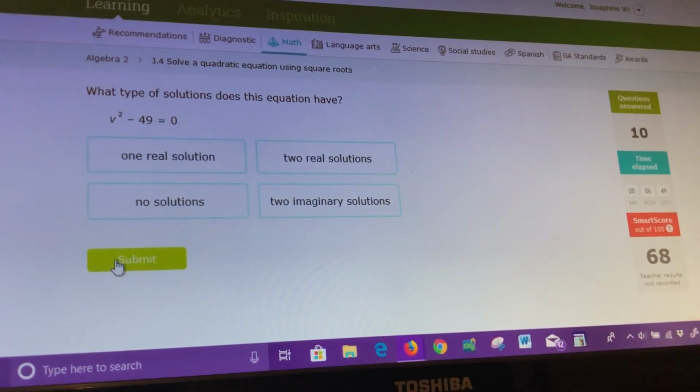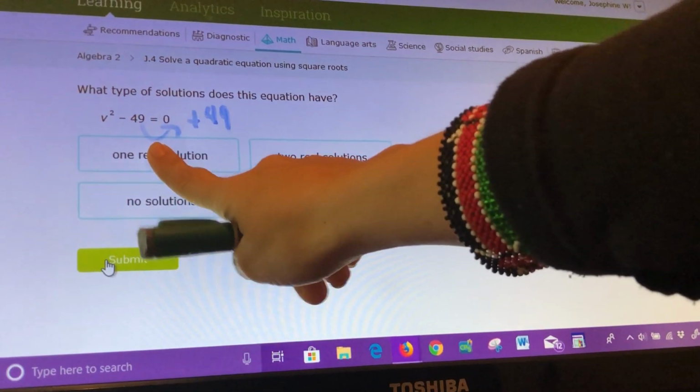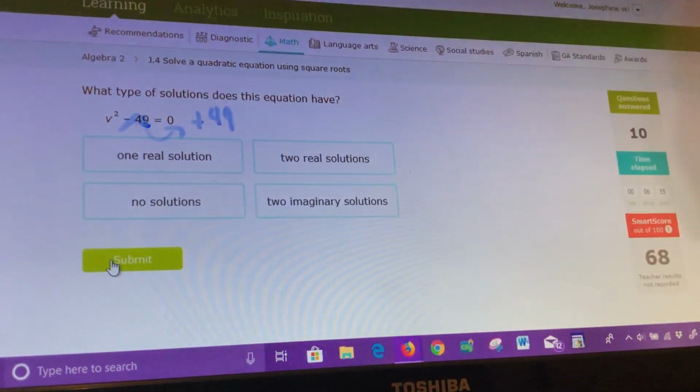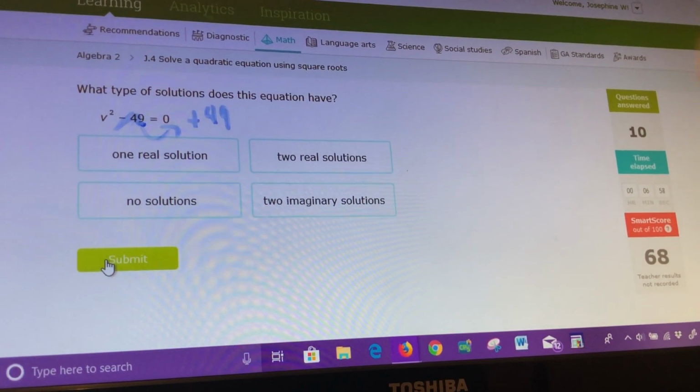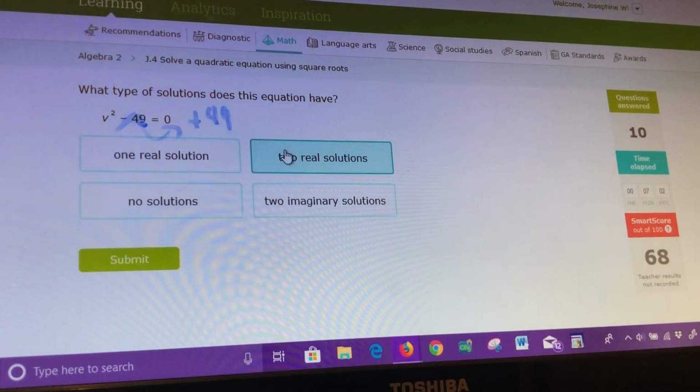Okay, take the 49 to the other side. What are you doing? Adding 49. So we're going to get v squared equals 49. And then what's going to happen when you take the square root of 49? It'll be plus or minus 7. So that's two real solutions because it's a real number.